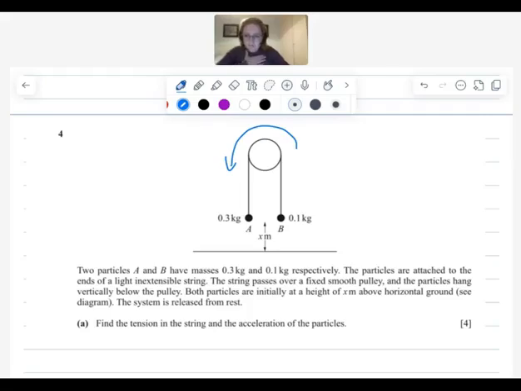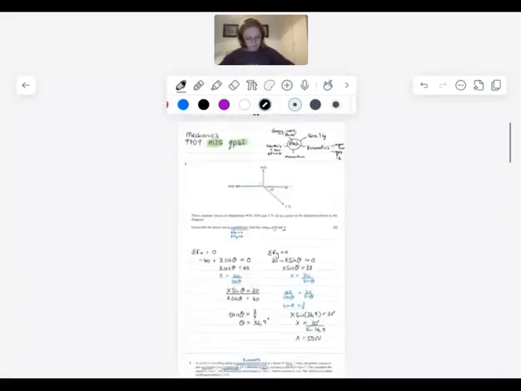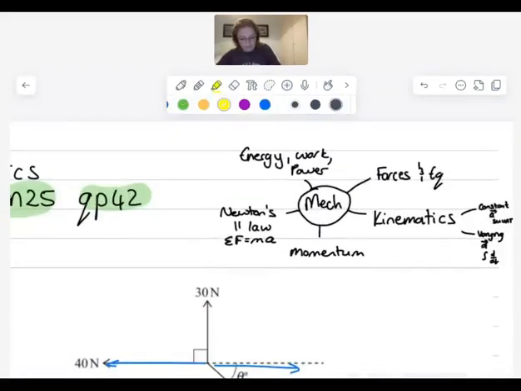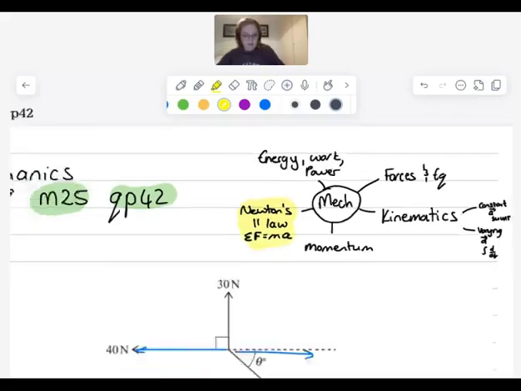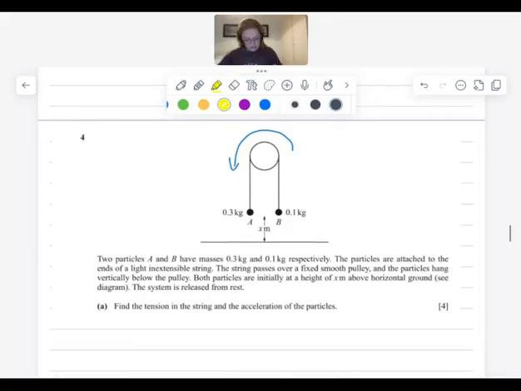Both particles are initially at a height of x meters above the horizontal ground. Okay, see the diagram. The system is released from rest. So this looks like a very typical connected particle question. Find the tension in the string and the acceleration of the particles. Very, very typical. We are looking at Newton's laws over here, specifically connected particles. And because they're looking for acceleration and tension, I'm just going to do simultaneous equations between them.